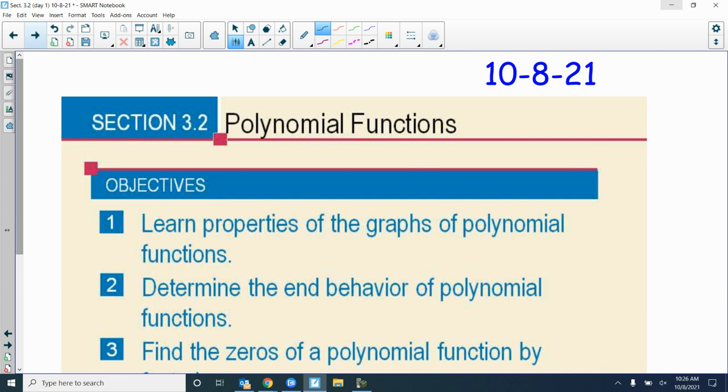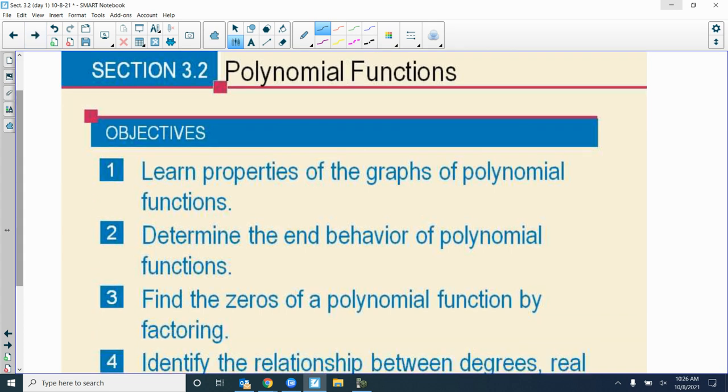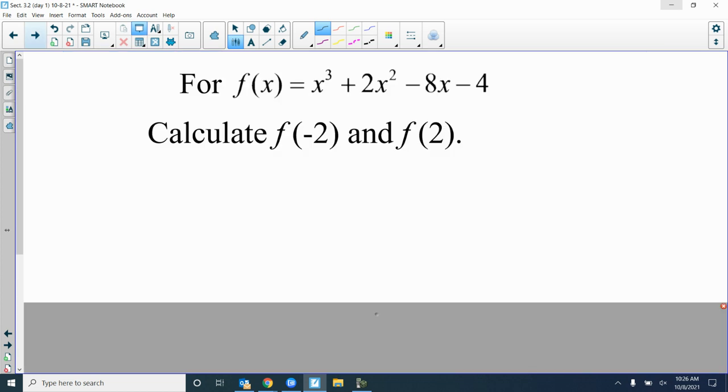Section 3.2. We're going to spend a lot of this chapter dealing with graphs of polynomials. Part of your test will be using your calculator, but part of the test will be without a graphing calculator. You got to know how to do these things by hand as well. We're going to talk about end behavior, and we're going to find the zeros of a function a little bit here today. All right, first things first, calculate f of negative 2 and f of 2.